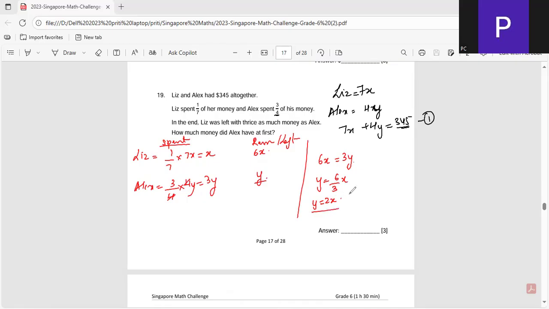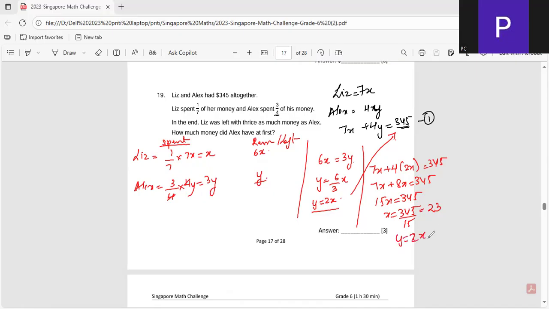Now we have this value and we can substitute in here the value of y. So we get 7x plus 4 into 2x equals 345. So we have 7x plus 8x equals 345. So this is 15x equals 345. Therefore, x equals 345 over 15, which is 23. So x is 23. So y is 2x, which is 2 into 23, which is 46.